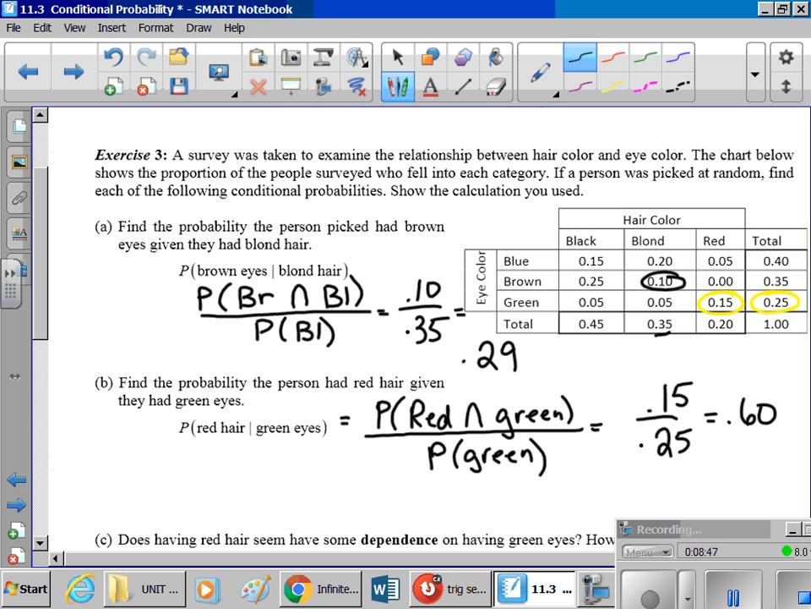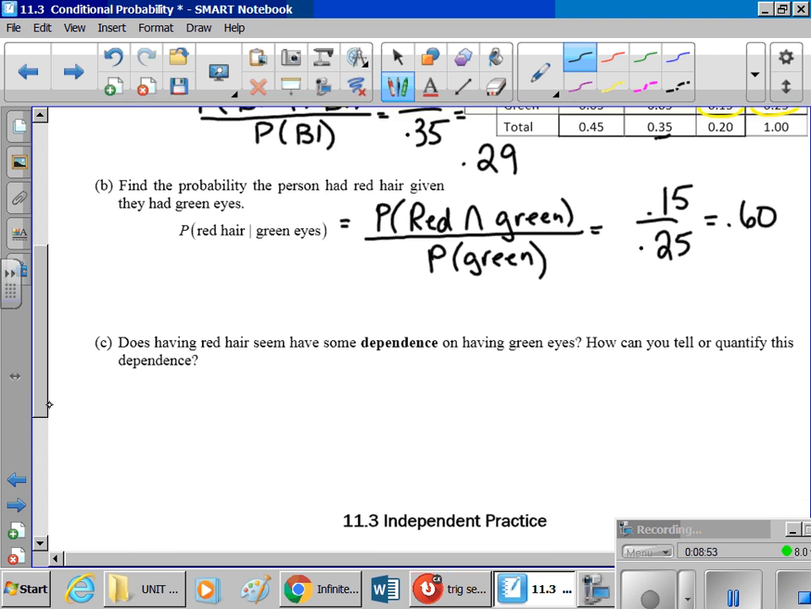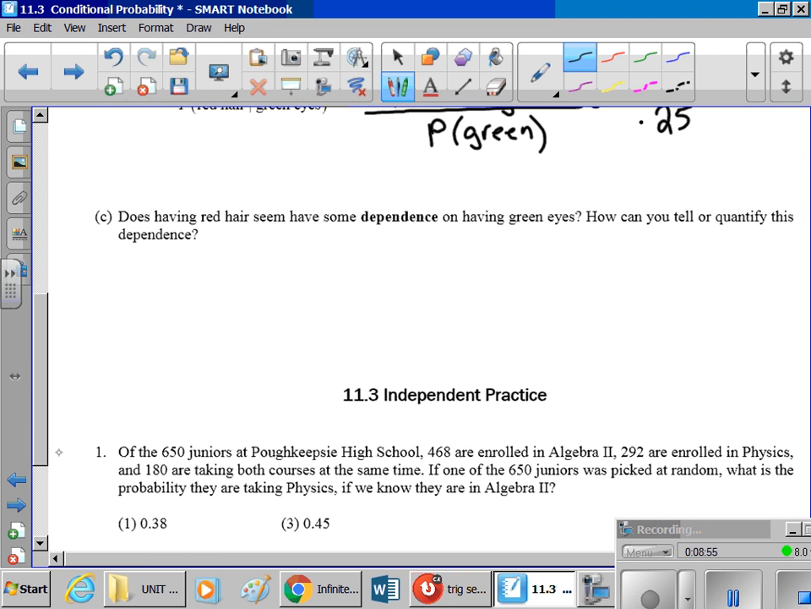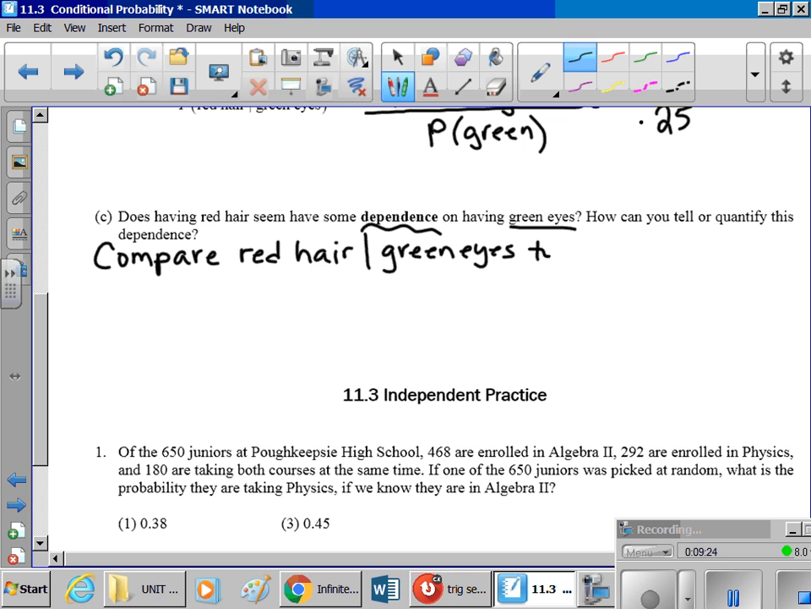Now we're going to start introducing the concept of whether or not something is dependent on something else. We talked about this in class a little bit: does having red hair seem to have some dependence on having green eyes? How can you tell or quantify this dependence? Compare having red hair given green eyes to just having red hair alone. So let's write that down. Let's compare red hair given green eyes to just having red hair.